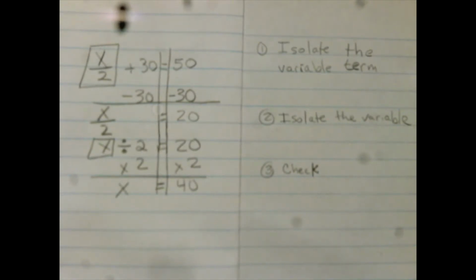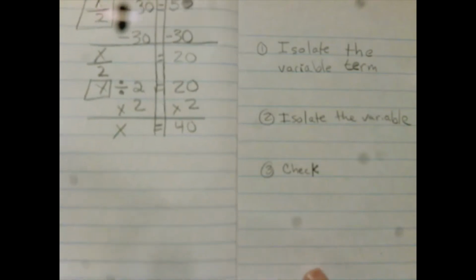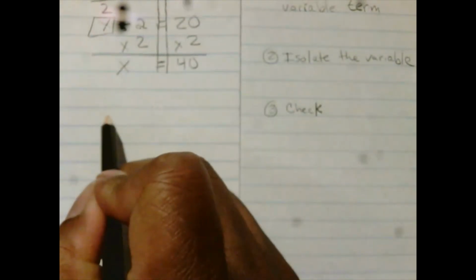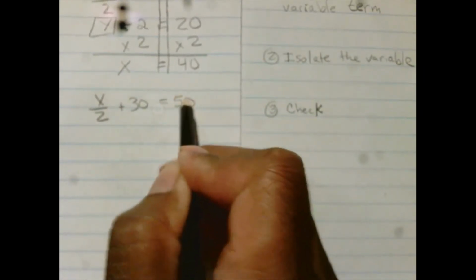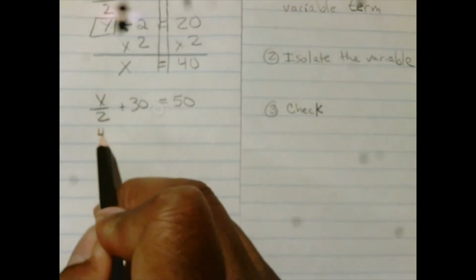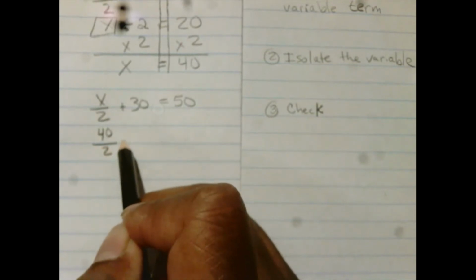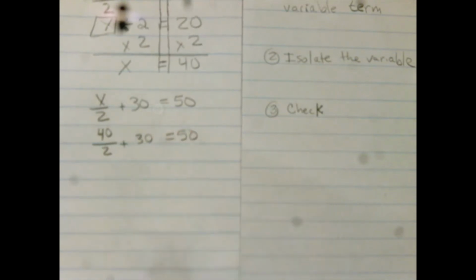So really easy. But we have to check because none of us are perfect. So let's go ahead and look. Our check, we always start off with the original problem, which was x divided by 2 plus 30 must equal 50. We're going to substitute in 40, what we found for the value of x, and we're going to check if this equals 50.